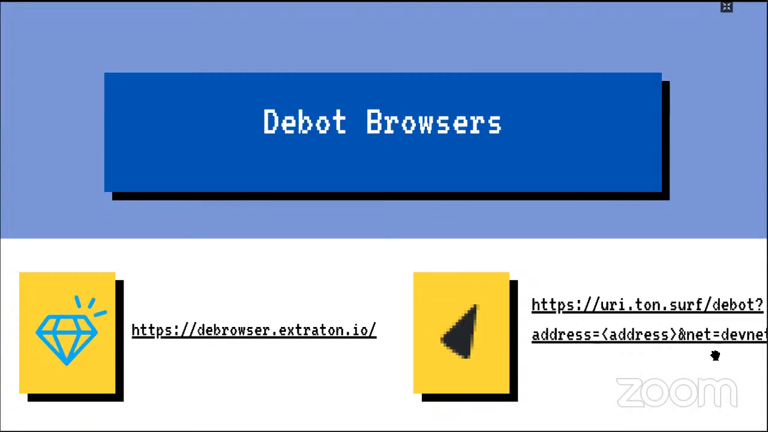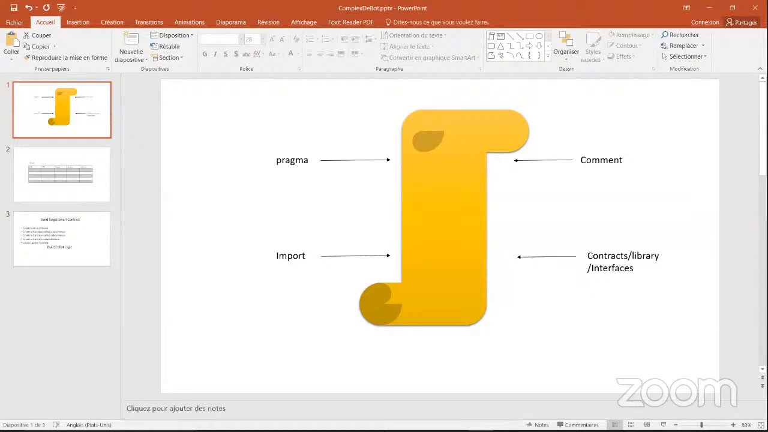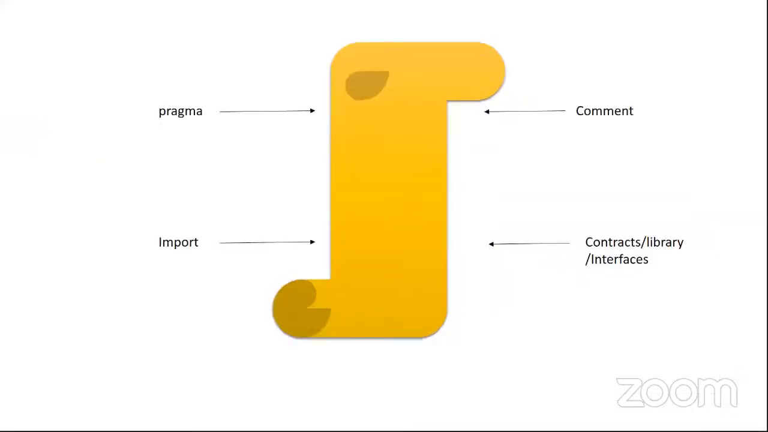This time around, we did the deployment on mainnet. So now, a little bit about the structure of smart contracts. Smart contracts generally have four main parts.